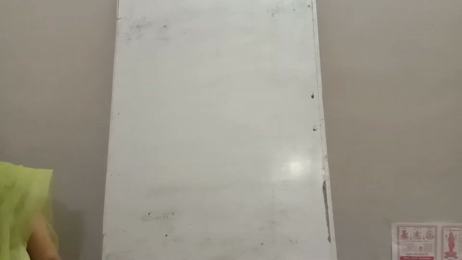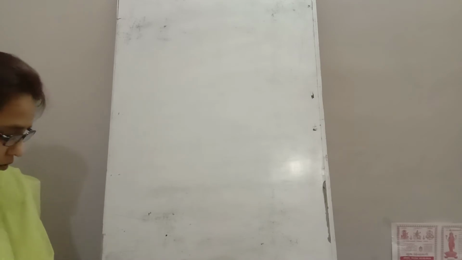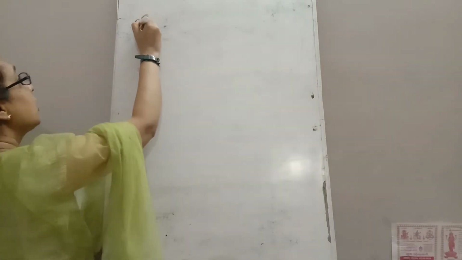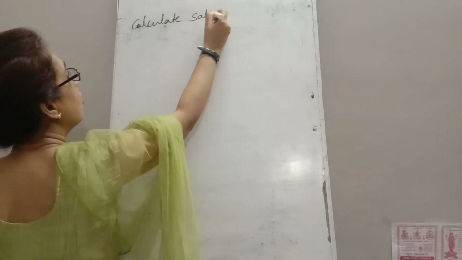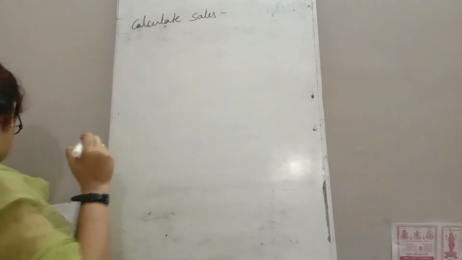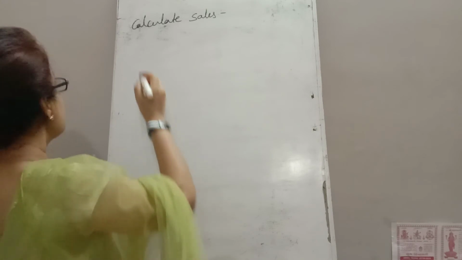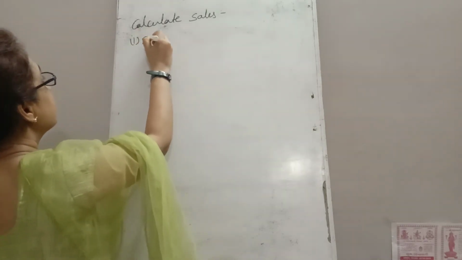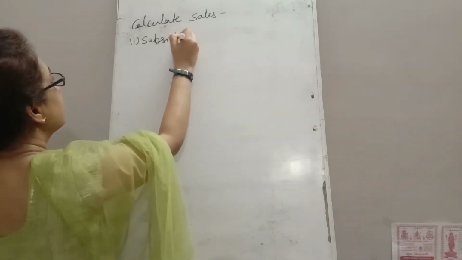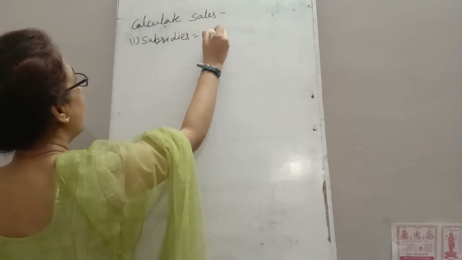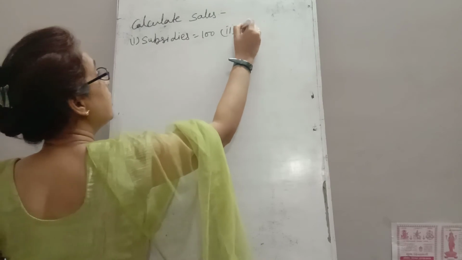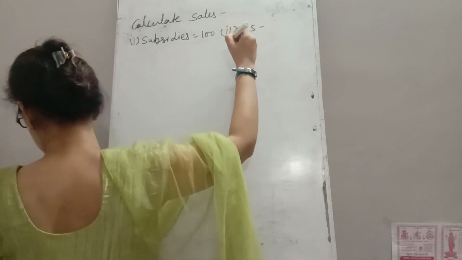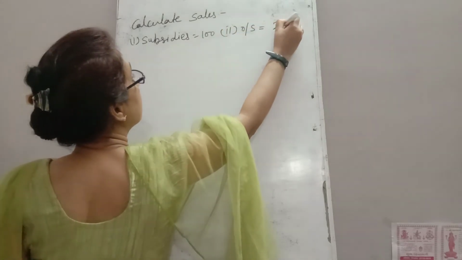Next question we are going to solve. Suppose in this question they have asked to calculate sales. For that they have given a few pieces of information. First, subsidies, that is 100. Second, opening stock, it is given 200.